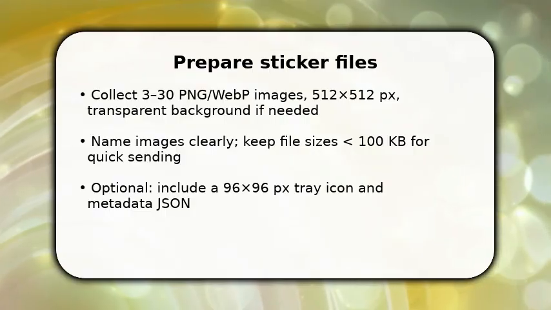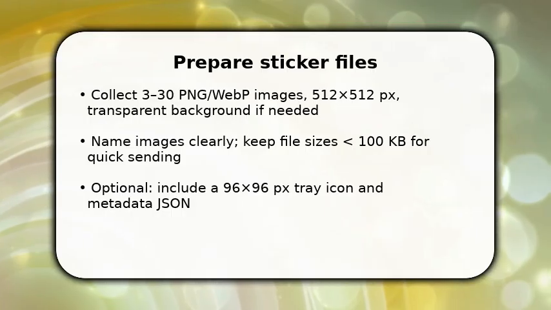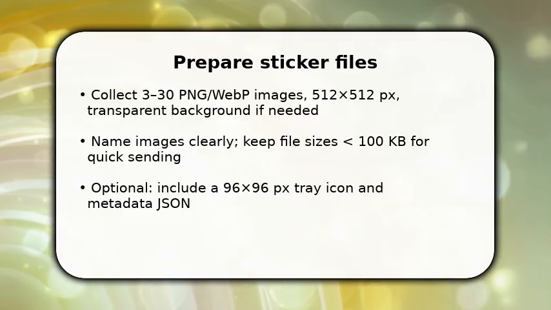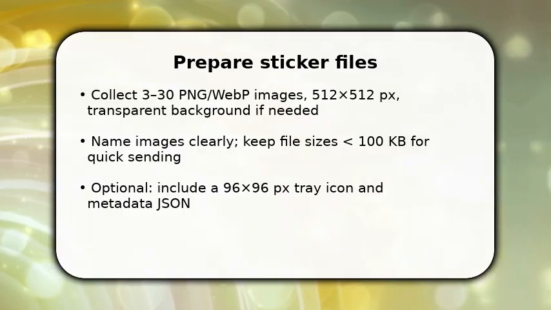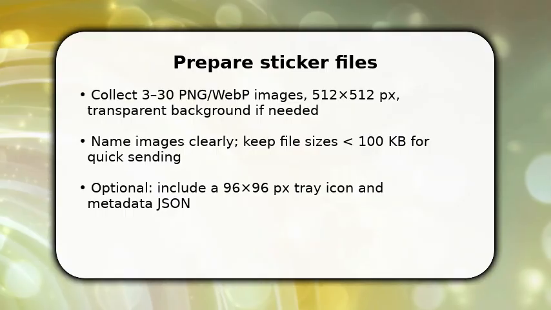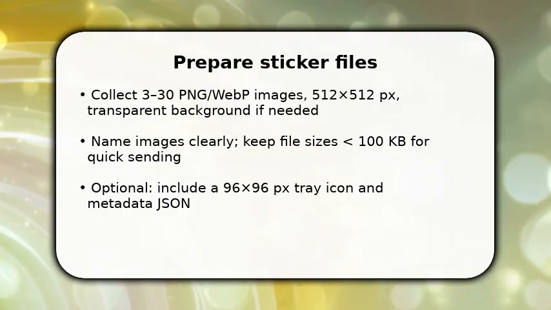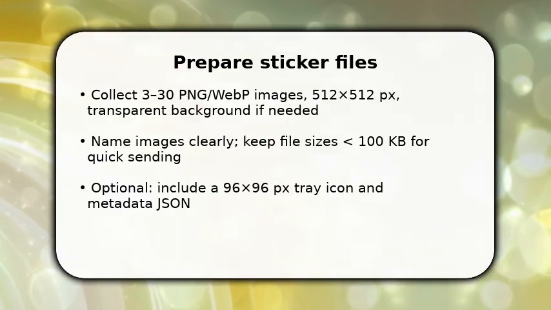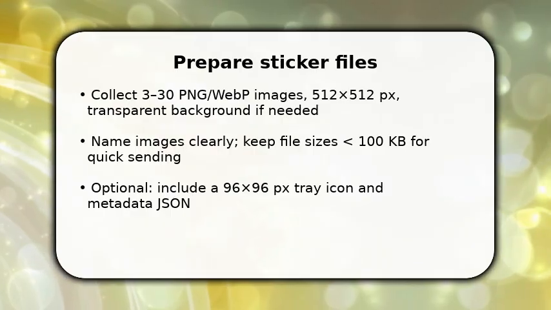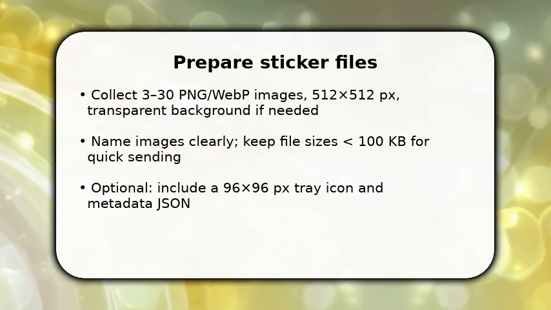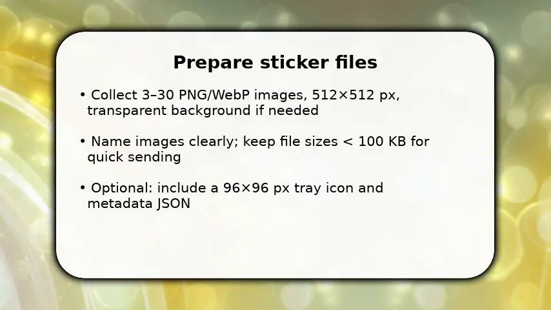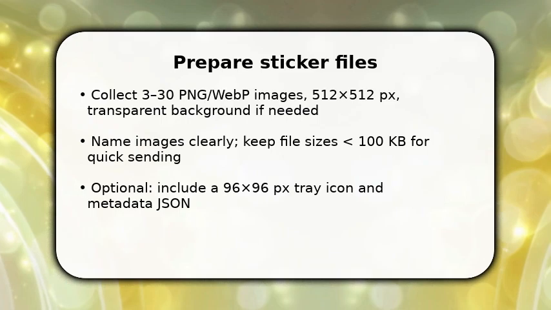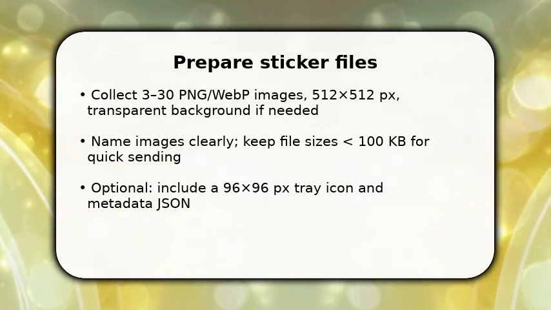You start by organizing the images you want in a sticker pack and confirming format requirements so WhatsApp accepts them. Choose PNG or WebP files at roughly 512 by 512 pixels and compress each under 100 KB to avoid upload issues. Once done, create a simple tray icon at 96 by 96 pixels and assemble optional metadata like author and emojis.